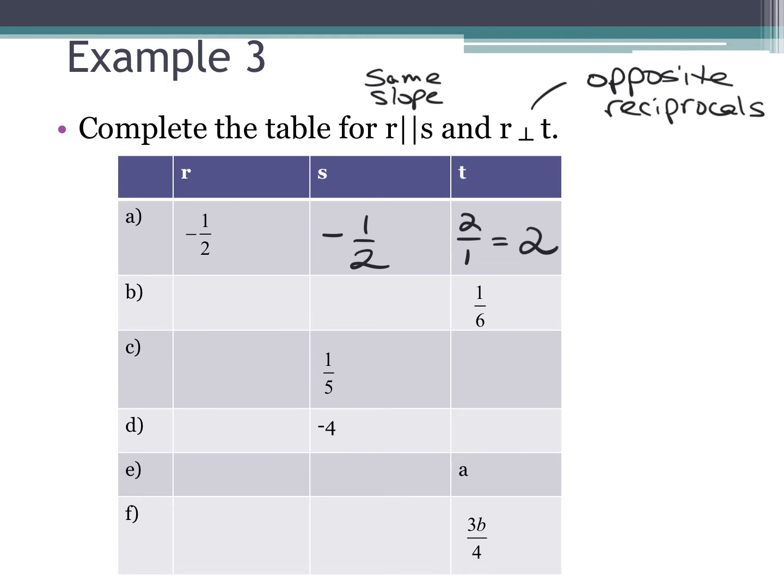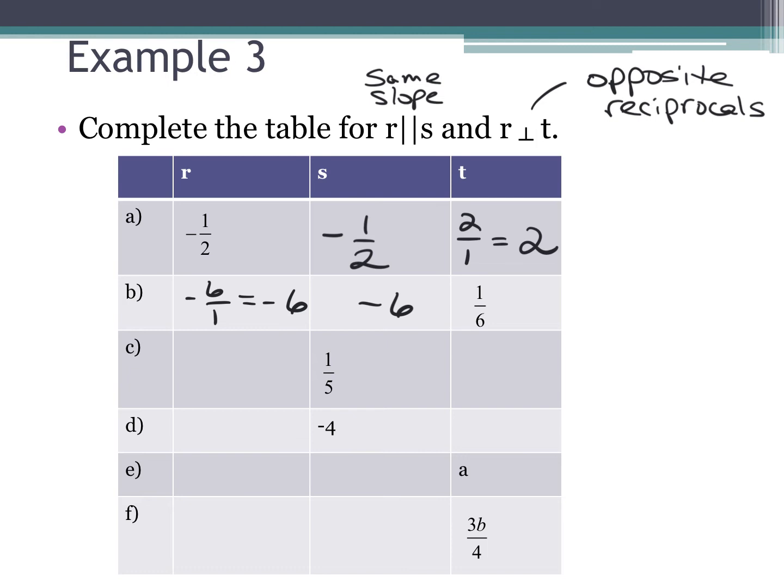We're going to work backwards. So again, R and T are perpendicular. They gave us T, so I need to flip it and make it negative. If I flip 1/6, it becomes -6/1, which is just -6. And then remember, R and S are parallel, so S is also -6.